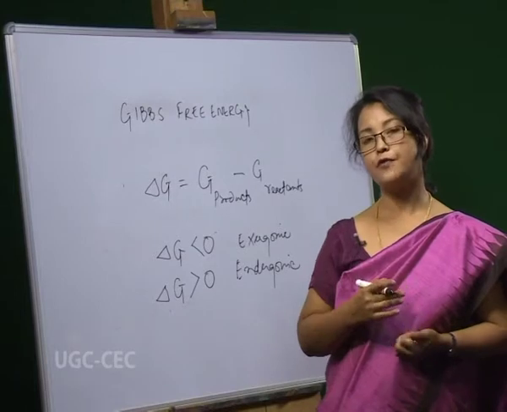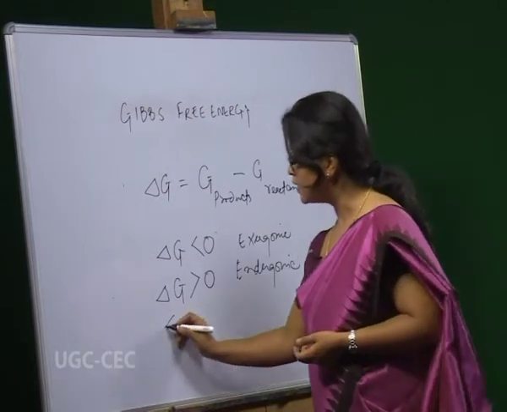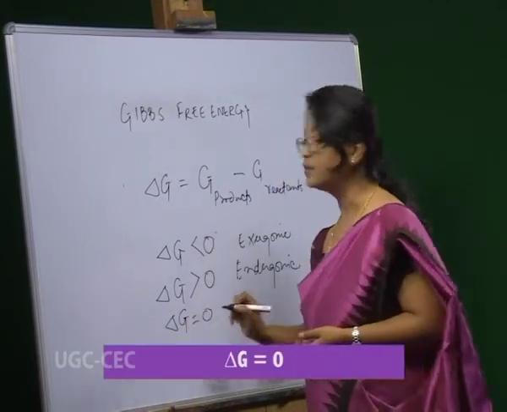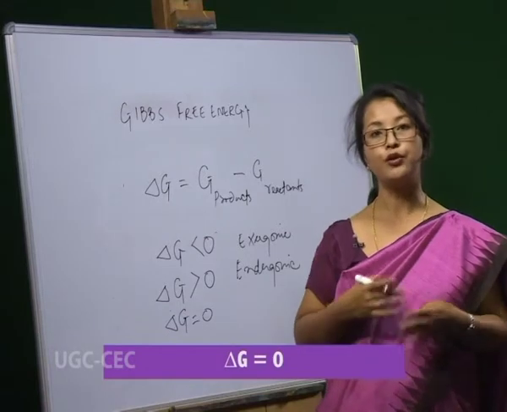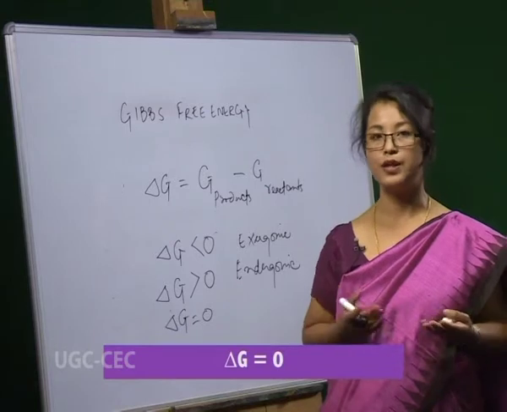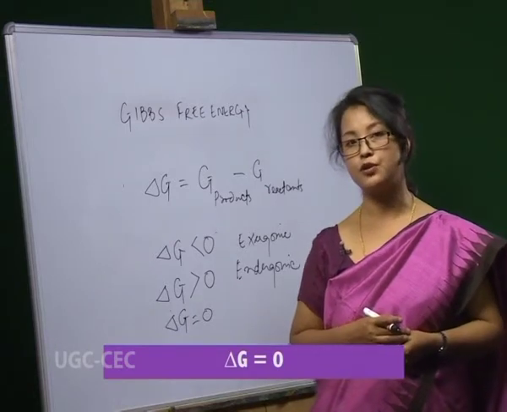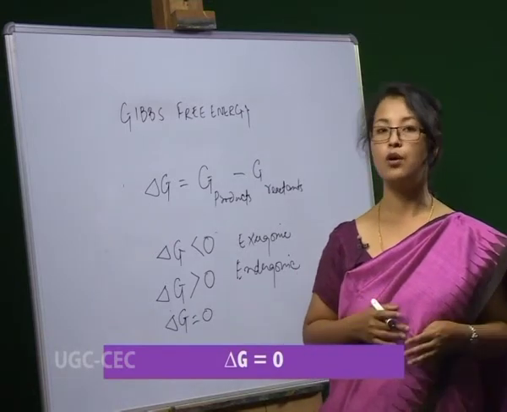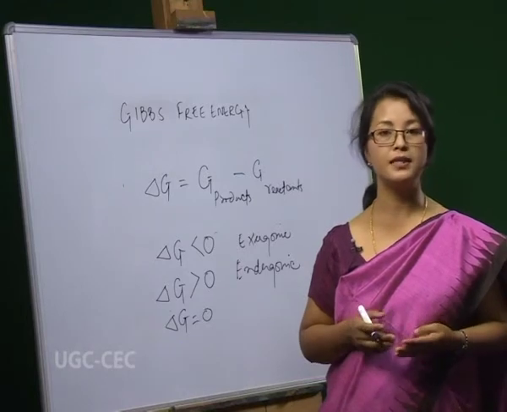Number 3. If the value of delta G is 0, it means both forward and reverse reactions occur at equal rates and there will be no spontaneous net conversion of reactants to products or vice versa. It means the system is at equilibrium.